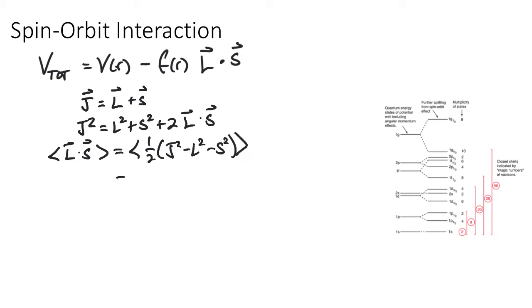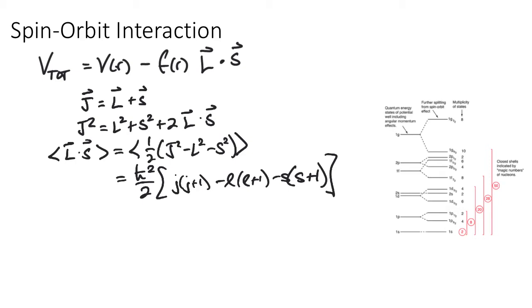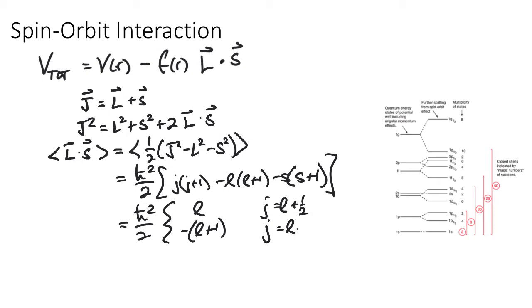And we know how to calculate that in quantum mechanics. That's h bar squared over 2 times J(J plus 1) minus L(L plus 1) minus S(S plus 1). S(S plus 1), since S is a half, is always 3/4. And when we do the whole calculation, we find that this is h bar squared over 2 times either L, when J equals L plus 1/2, or minus (L plus 1) when J equals L minus 1/2.